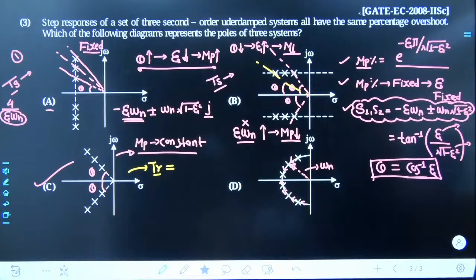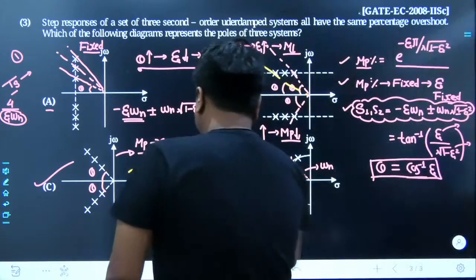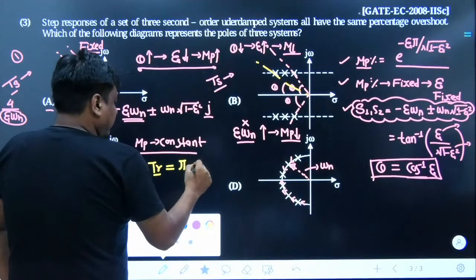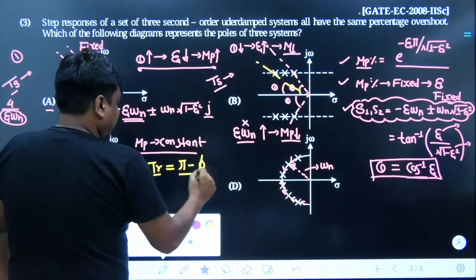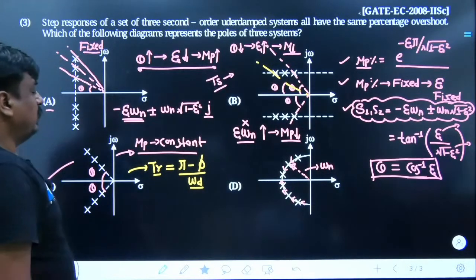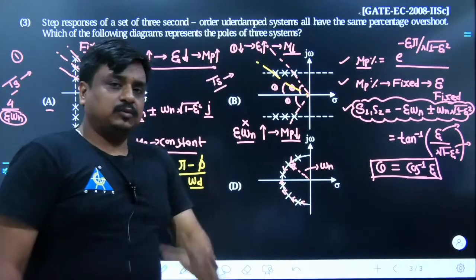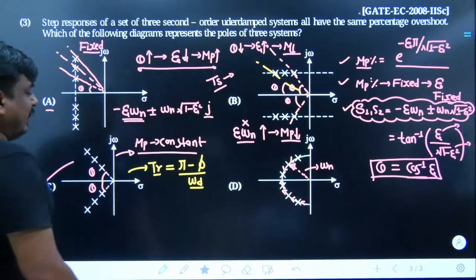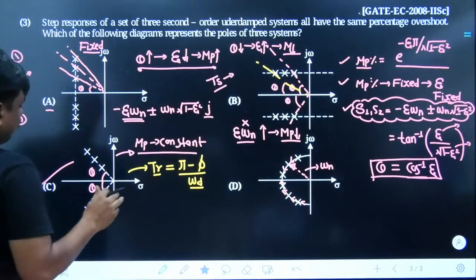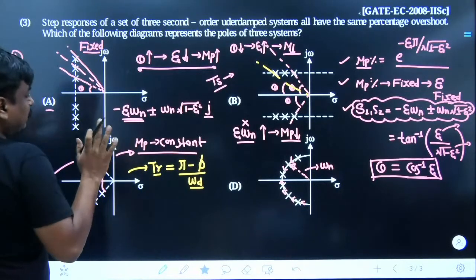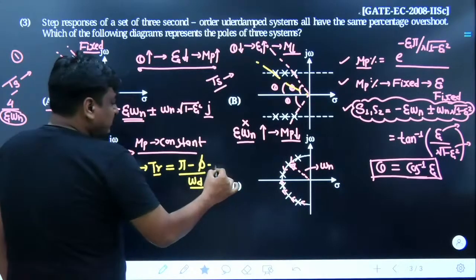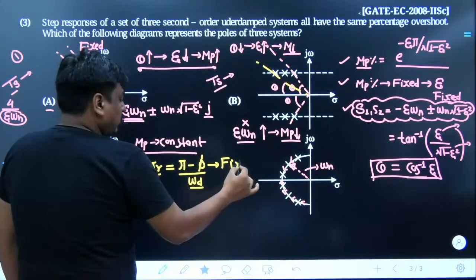Anyone else? Until and unless you have familiarity with the rise time, which is pi minus phi divided by omega d, you would not be able to smash this problem. Agreed? What is phi over there? Phi is nothing but cos inverse of zeta. As the poles slide from their place, the value of phi does not change, and the numerator part remains fixed, at least in this kind of movement of the poles.